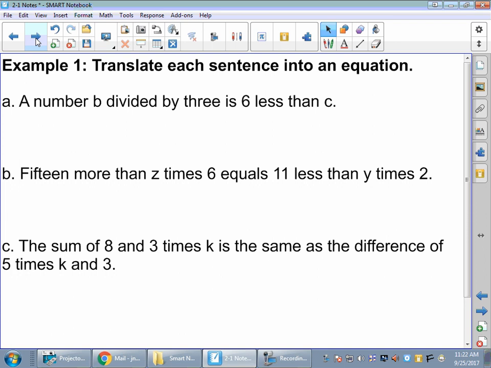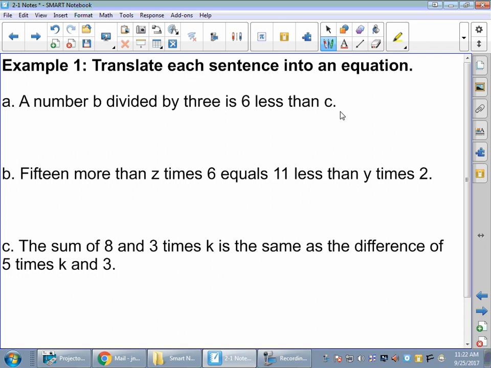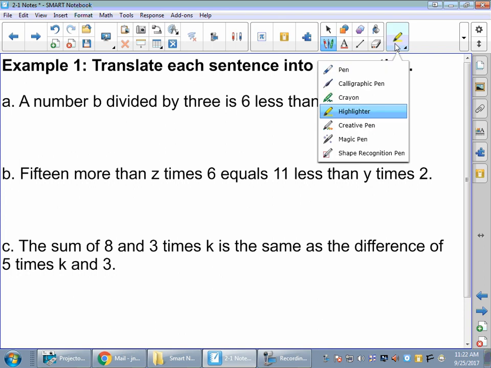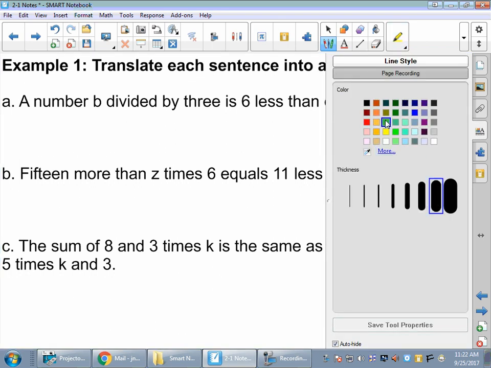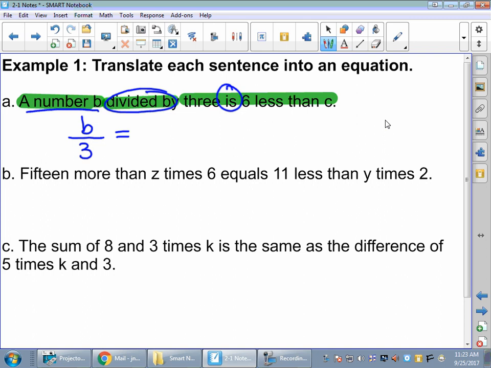And I like to take the words and then just put the symbols above them. So I'm identifying some key elements from before. A number. So for instance, a number, and they actually give me the variable b, divided by 3 is 6 less than c. Well, actually, we needed everything there. So a number, b, is the first thing I'm going to take care of. Divided by, I'm going to put it as a fraction, 3 is, which is our equals.